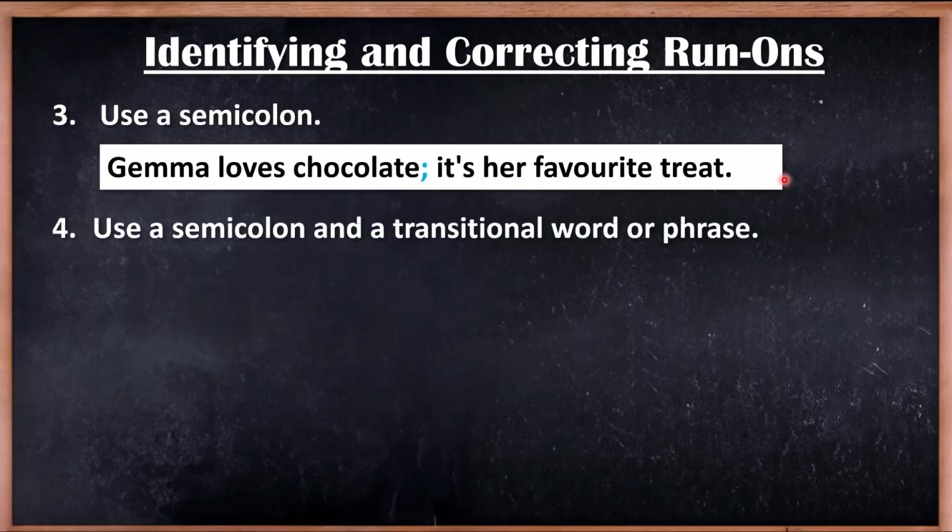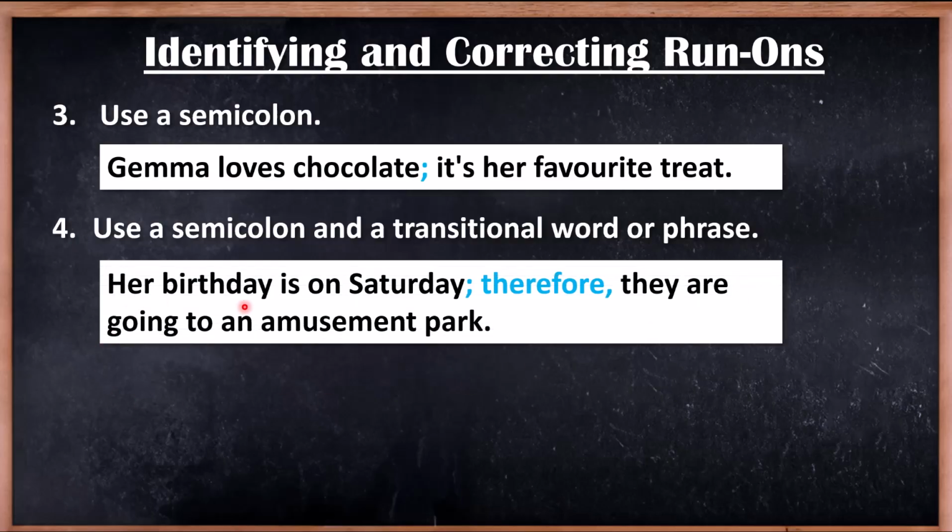And another method is you might use a semicolon and a transitional word or phrase. For example, her birthday is on Saturday, semicolon, therefore, comma, they are going to an amusement park. This would also be a great way to correct a run-on sentence. So you can choose the method that works best for you.